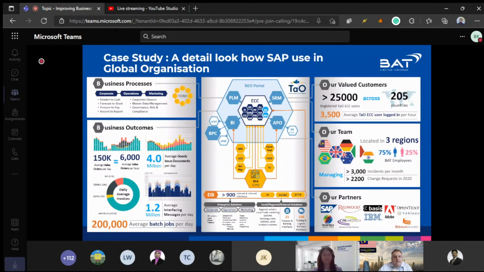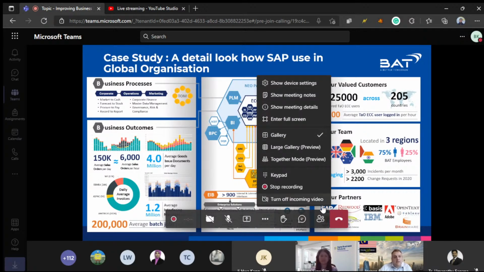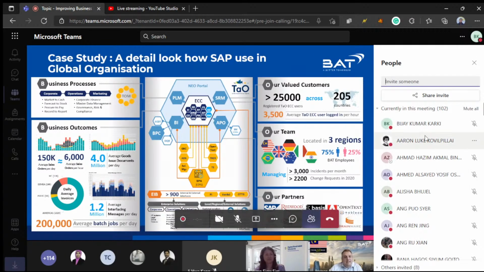If we look at the business processes, I already went through that, but a little bit: market to cash, forecast to close, procure to pay, record to report, that's financial operations. We have corporate data, master data management, governance, risk, compliance. So we are fully covered, and we have a full support team that covers and supports the ERP system. All that helps us with around 150,000 sales orders per day. That's 6,000 sales orders that we actually get into the system every hour.